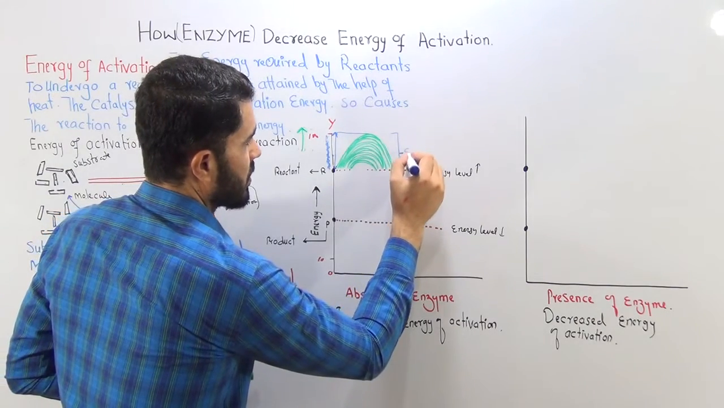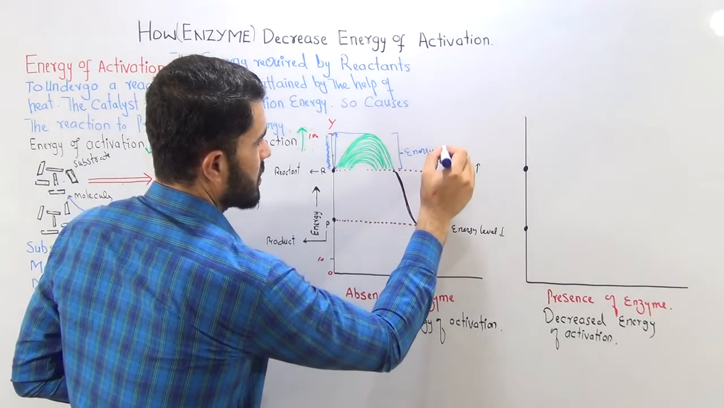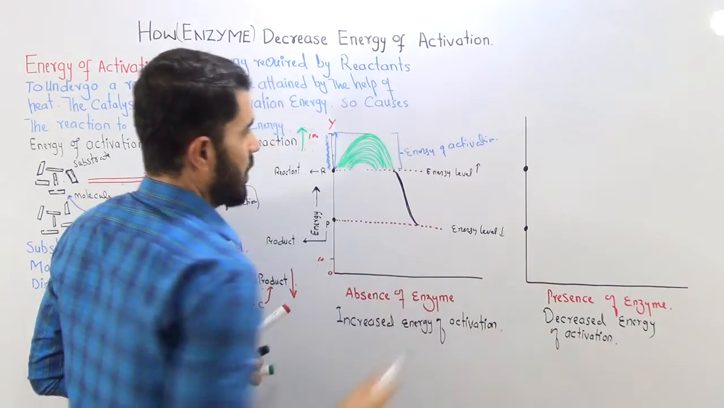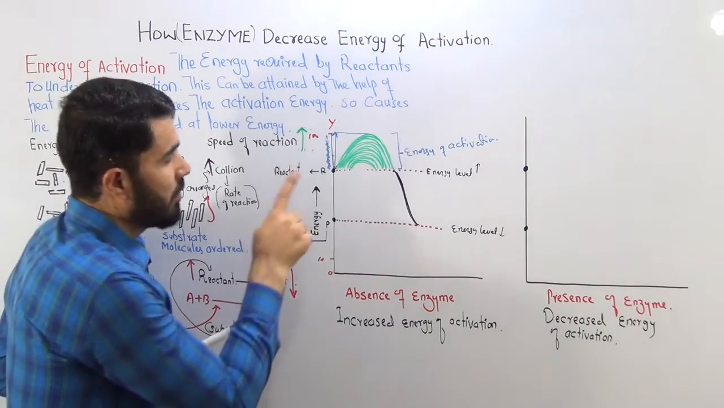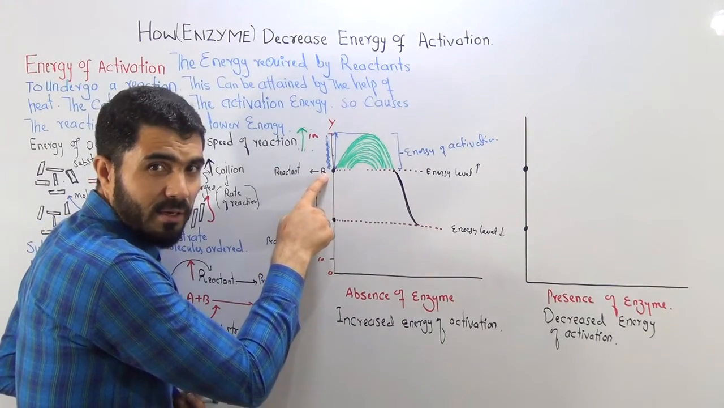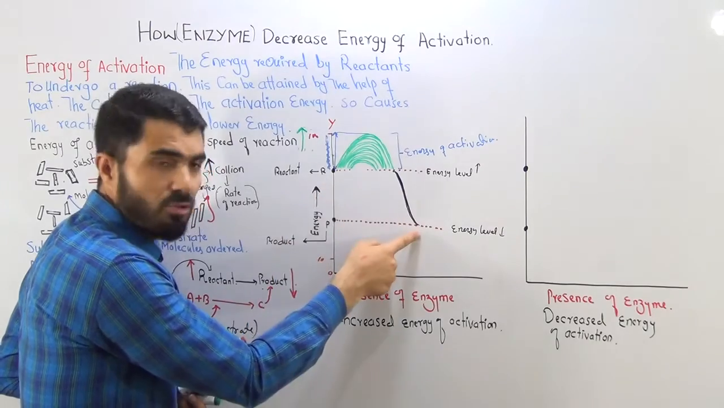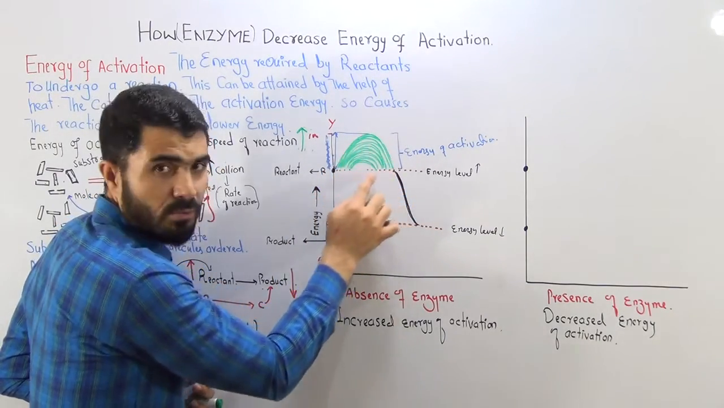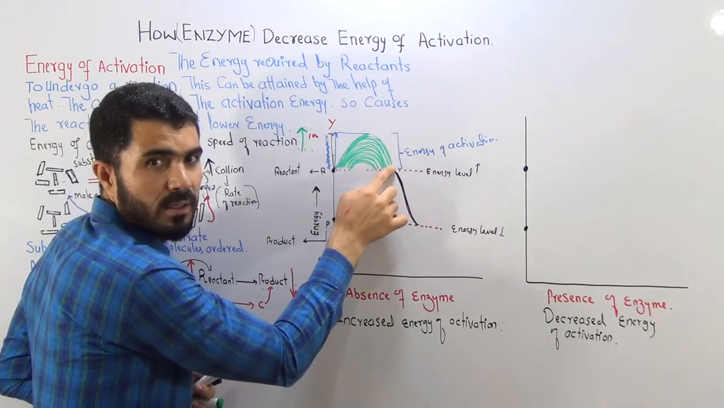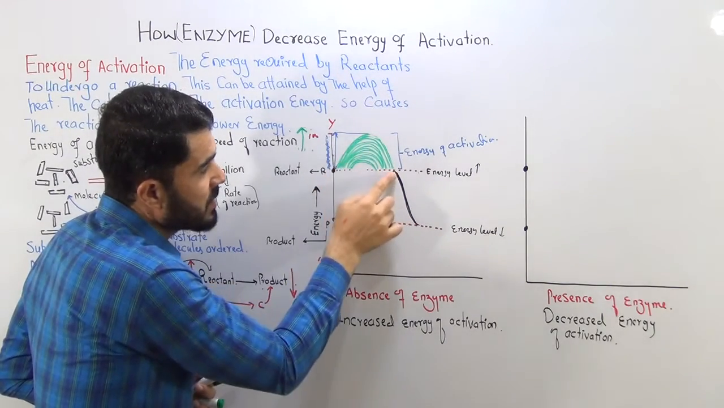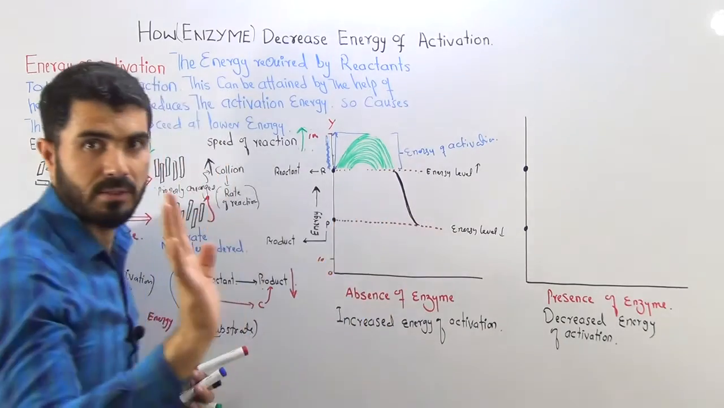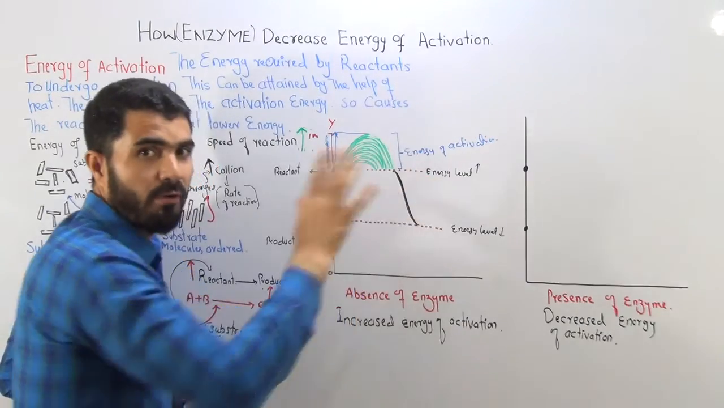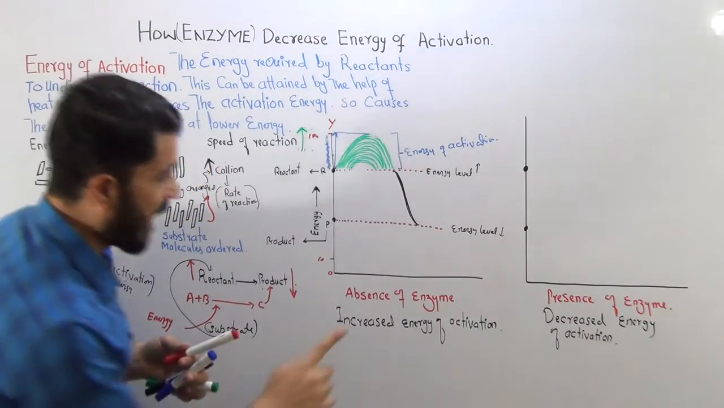This energy is called energy of activation. From the graph, this is energy of activation. Now if your reactants are there and you want to convert reactant into product, then you must provide this energy barrier. If you provide this energy, then the reaction will start and the reactant will convert to product. This is the diagram of a reaction in the absence of enzyme.